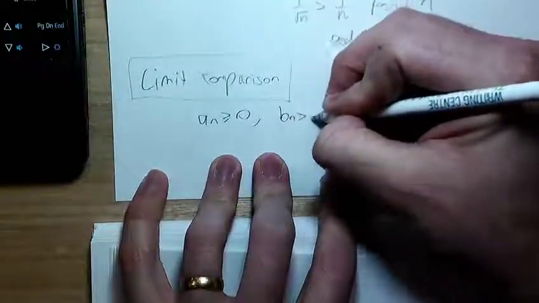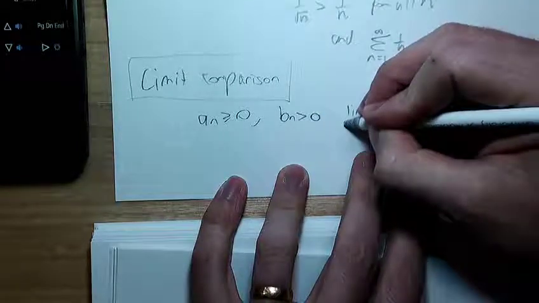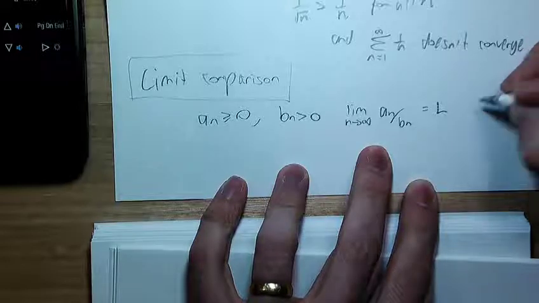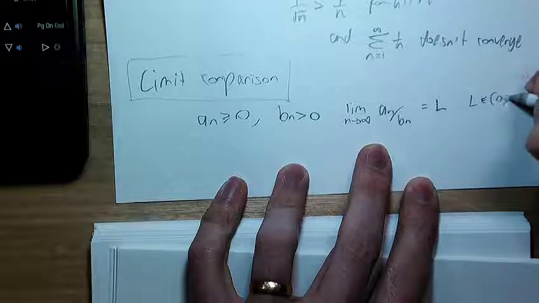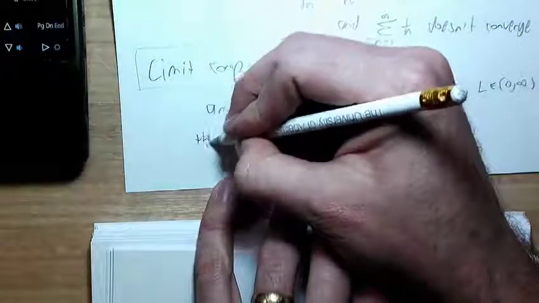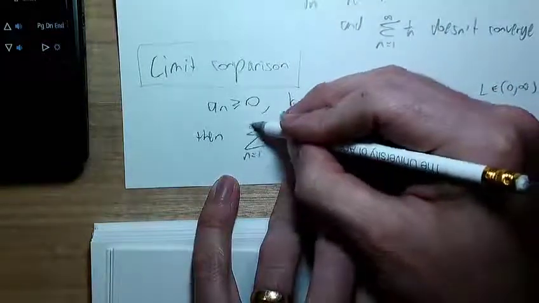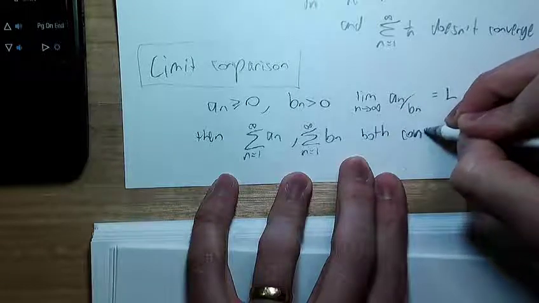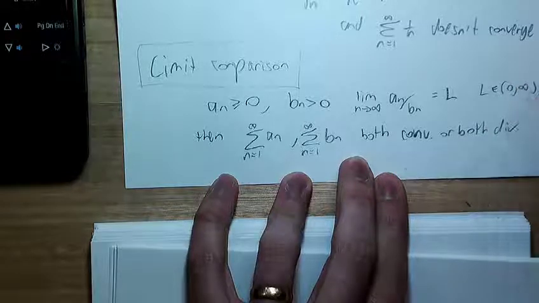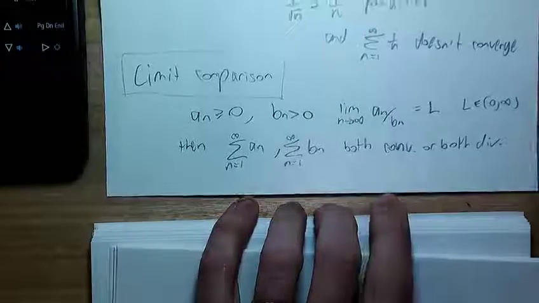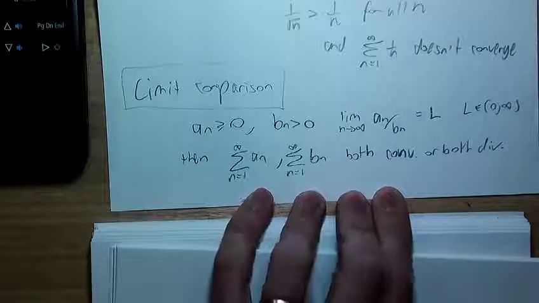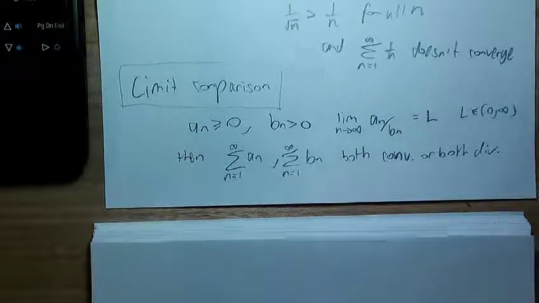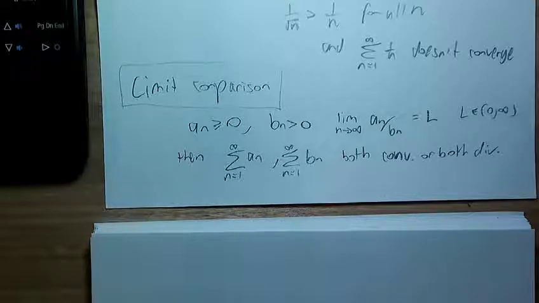Bn is greater than 0, and the limit of n going to infinity of an over bn is a number L, where L is between 0 and infinity, then both converge or both diverge. How cool is that? So just a second, 1 over n and n, I have to think about that one. But if it comes to 0, then it doesn't tell you anything. Okay.